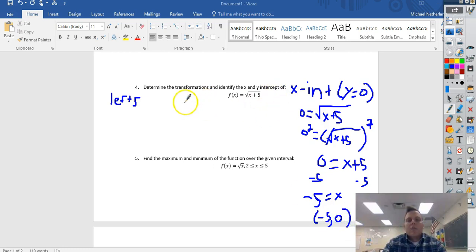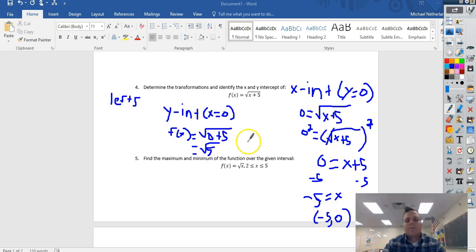Alright, and to find the y-intercept, you do something extremely similar, okay? You just simply let x equal 0, because it's crossing the y-axis, and we know on the y-axis, x is always 0. So we get that f of x is equal to the square root of 0 plus 5. Then we know that it must be equal to the square root of 5. Can you break down the square root of 5 at all? No. So the y-intercept is just the point 0, comma, square root of 5.